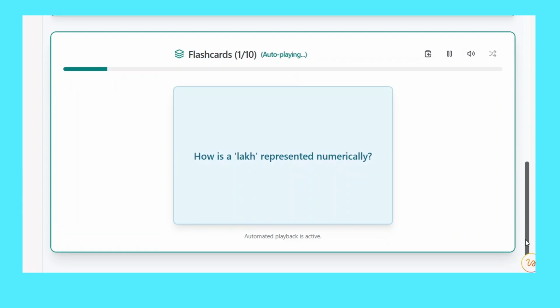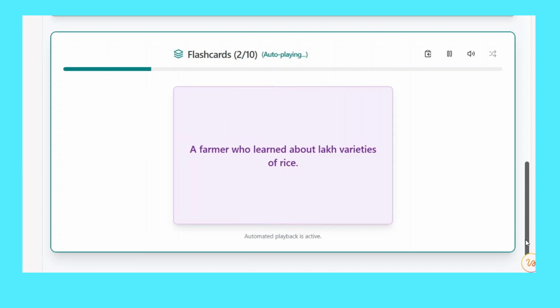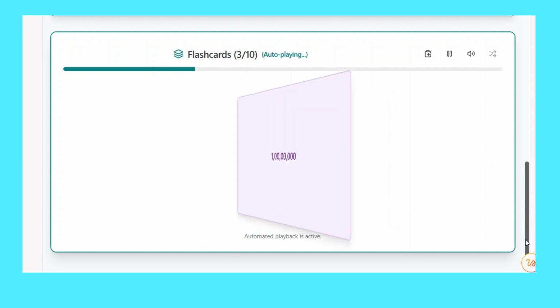How is a lakh represented numerically? 1,000,000. Who is Eshwarappa? A farmer who learned about lakh varieties of rice. How is a crore represented numerically? 1,000,000,000.